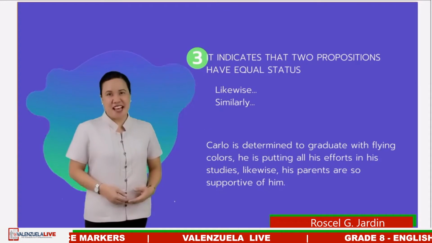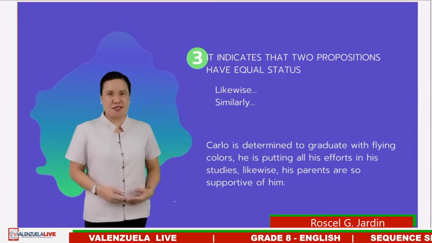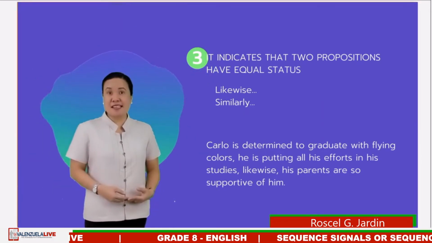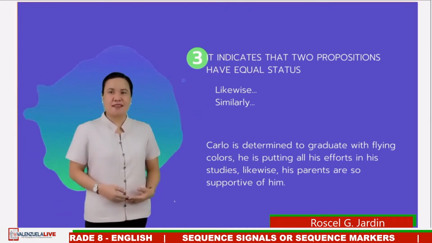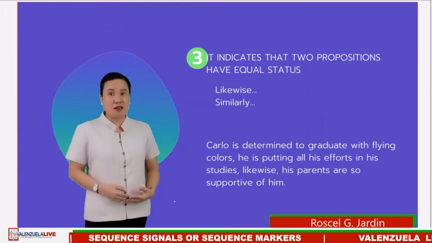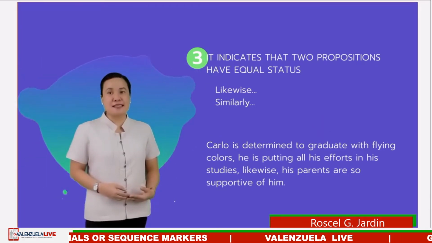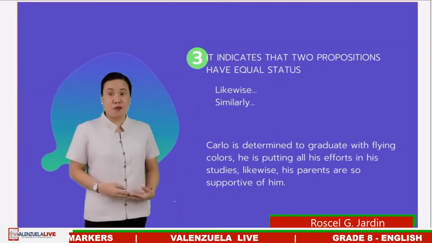The third type indicates that two propositions have equal status. This type uses words such as likewise and similarly. Let us examine this sentence. Carlo is determined to graduate with flying colors. He is putting all his effort in his studies. Likewise, his parents are so supportive of him.